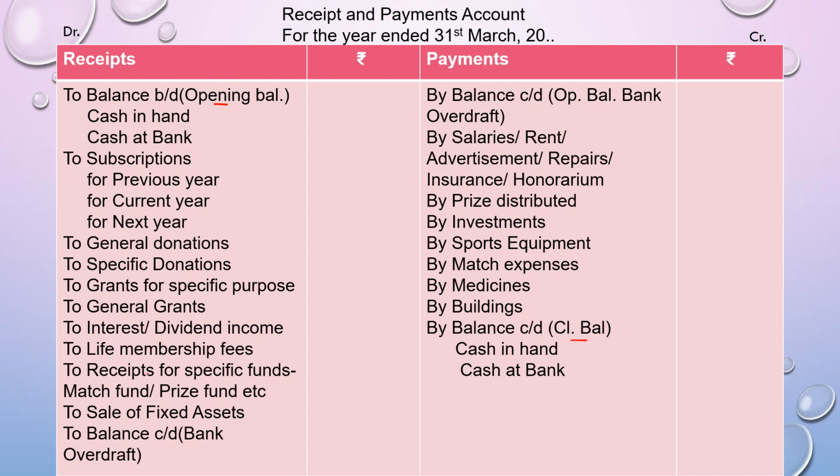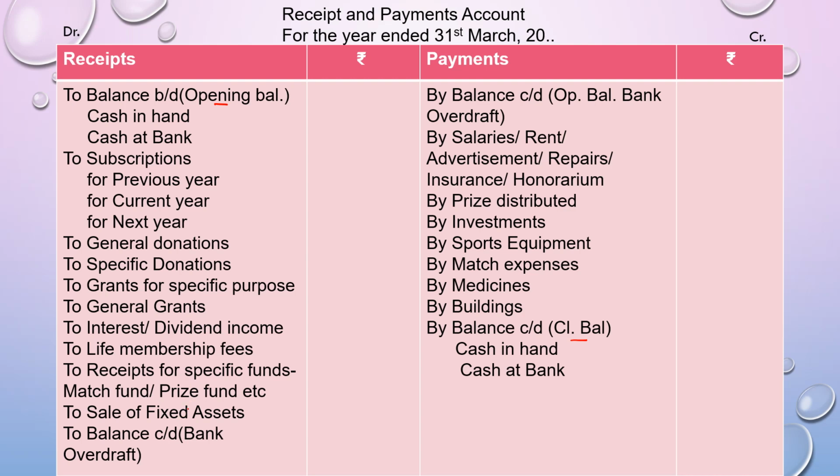Thereafter, there might be certain receipts for a specific fund, like people might donate saying that they want to contribute to a specific fund, like a match fund to organize a match when it's a sports club. Money might be collected for the purpose of conducting matches. So that's a receipt for match fund. Prize fund, if it is an education institution, prizes might be instituted for the top performers. So the money might be received towards setting up of a separate fund called prize fund. So those receipts also come on the receipt side.